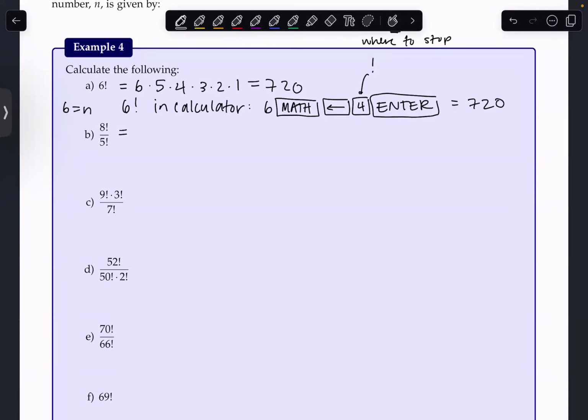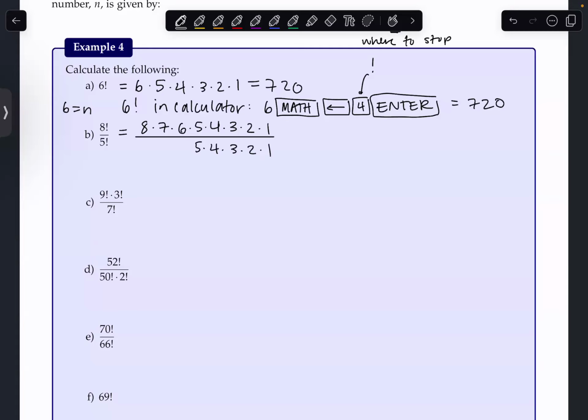And luckily, these numbers are not too big, so the list of things that we're multiplying is not very long. But here at the top, we'll have 8 times 7 times 6 times 5 times 4 times 3 times 2 times 1. So we're multiplying all of these numbers from 8 all the way down to 1. And now the denominator downstairs, we have 5 factorial. So we're going to have 5 times 4 times 3 times 2 times 1.